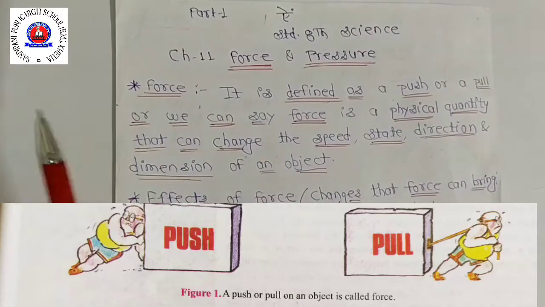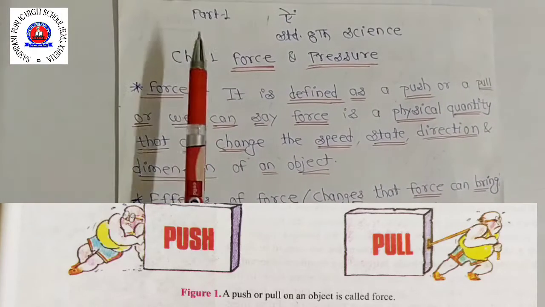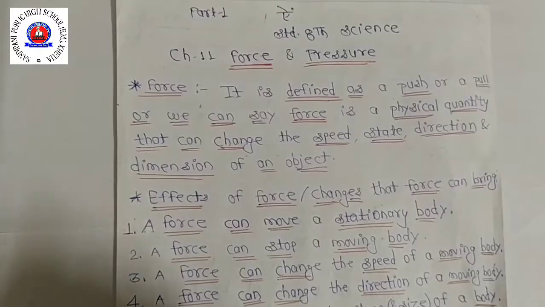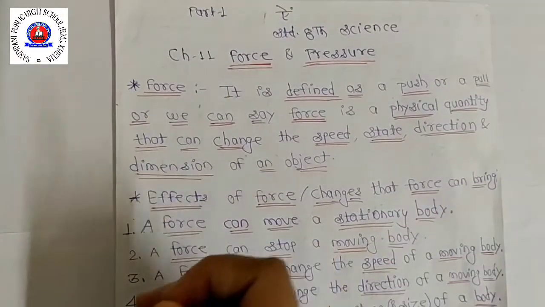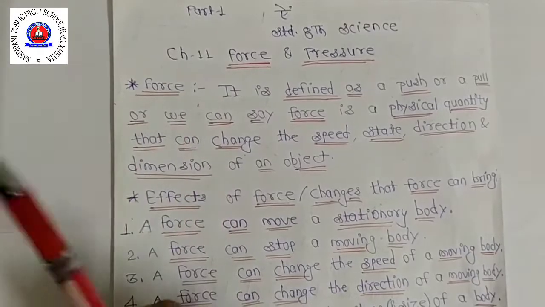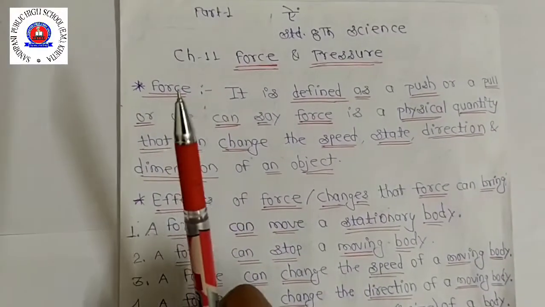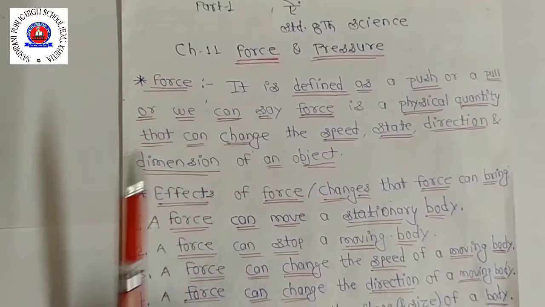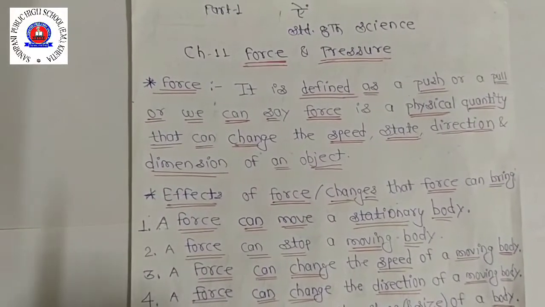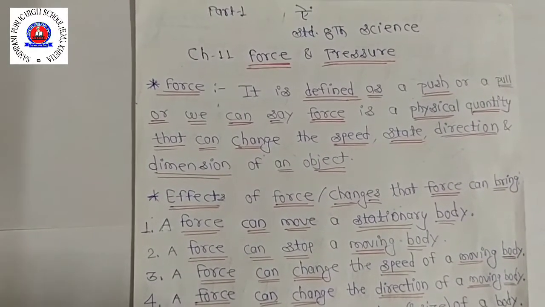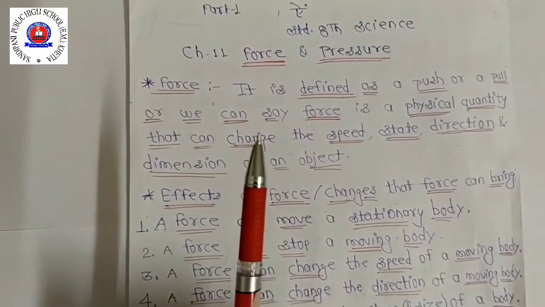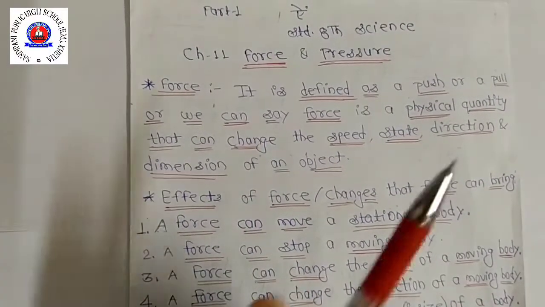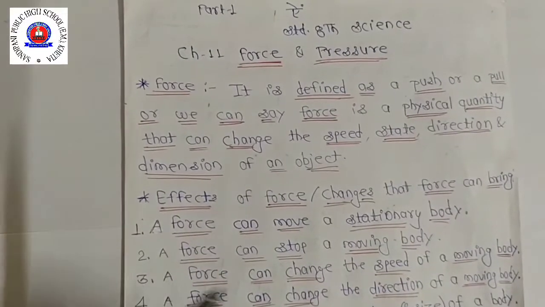A push or pull on a body is called force. Clear this one? So the direction in which a body is pushed or pulled is called the direction of the force. और जिस direction में उसको आप apply कर रहे हो, so that is called the direction of force. So we open or close a door by applying force. तो आपको जब doors को open और close करना पड़ता है then we are applying the force.